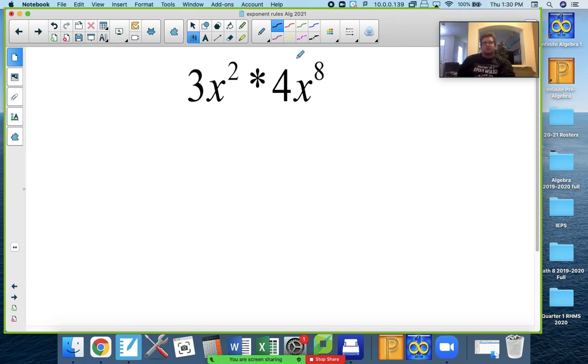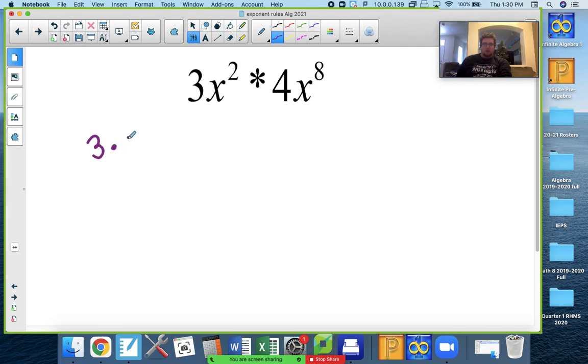If we have coefficients in front, the 3 and the 4 are not the same base, but that just means they don't apply the product rule. We're not allowed to add the exponent powers of 1 and 1. When we have coefficients, the coefficients are going to follow the operation in the middle just like they normally would.